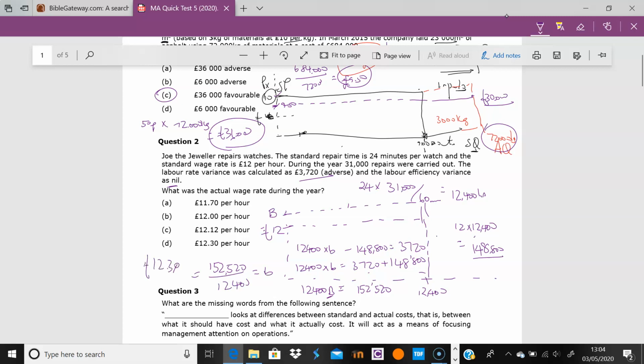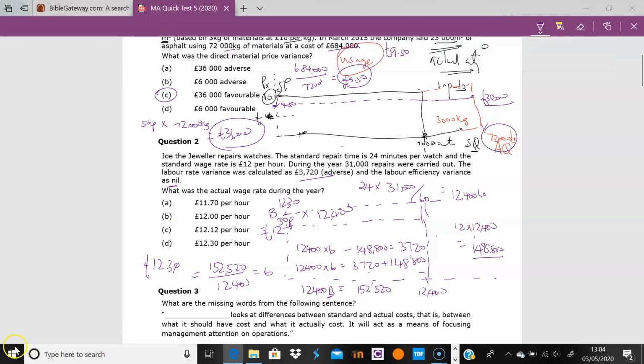£12.30. Right, and that's £12.30. So you must have spent more. We can see, because if this is £12.30, you must have spent 30p more. 30p times 12,400 is equal to 3,720. Okay, great stuff.